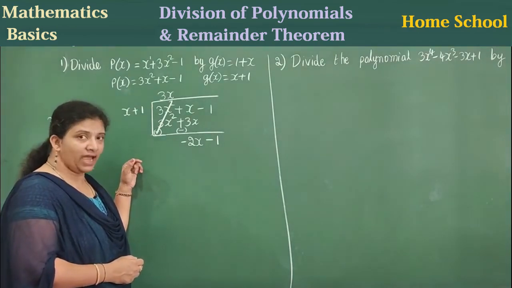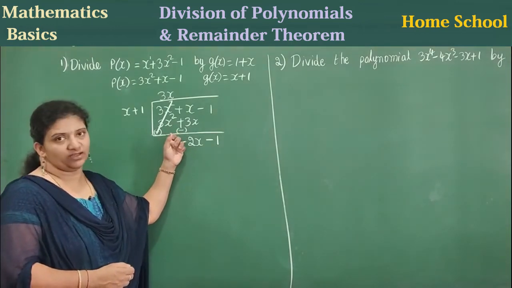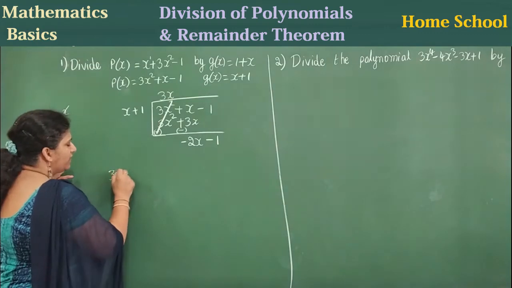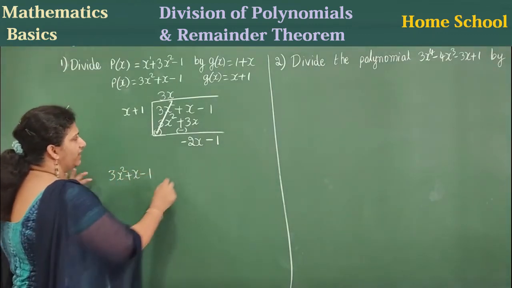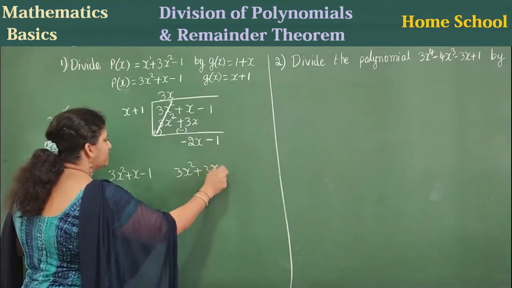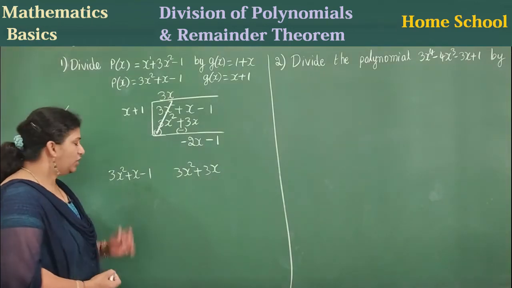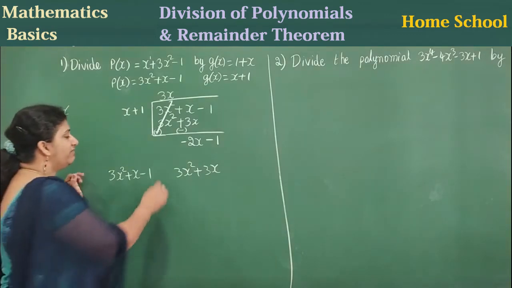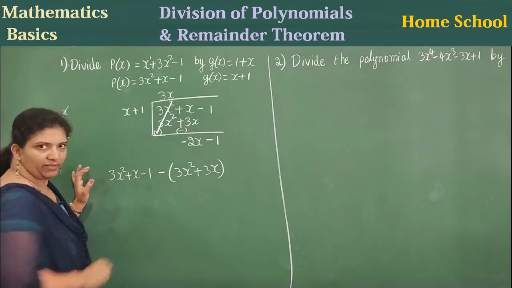Okay. So for that purpose, I have subtracted by changing sign. I have written here. Why changing sign? Let me show you here. 3x square plus x minus 1 there, and another is 3x square plus 3x. So what is happening here, children? You need to cancel any one term. How can you cancel? When we subtract this, then we can cancel.